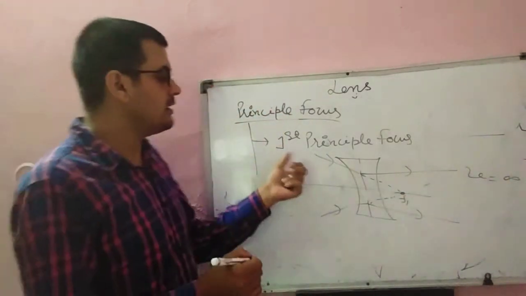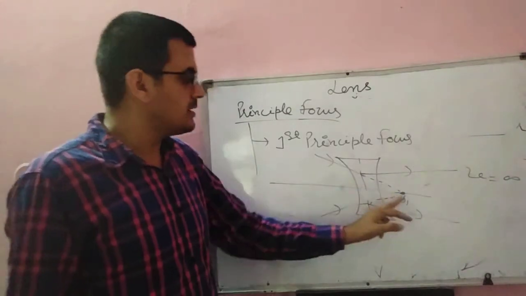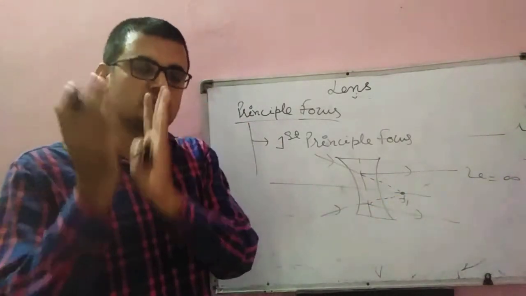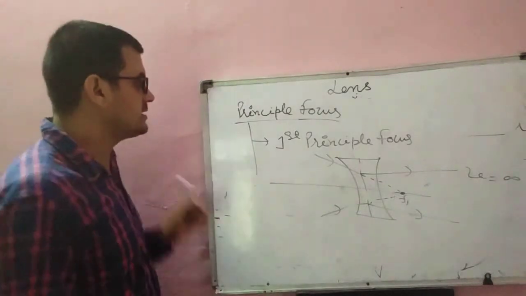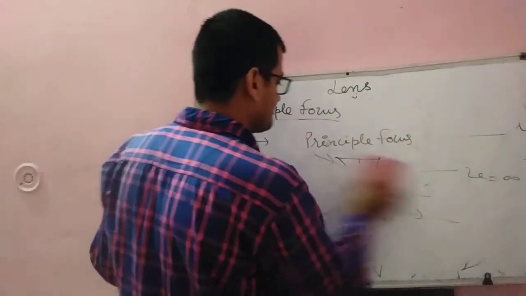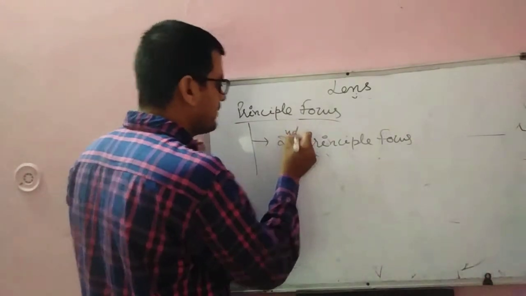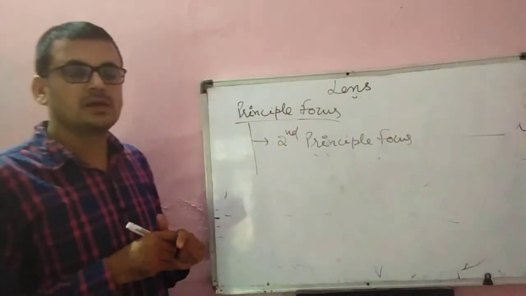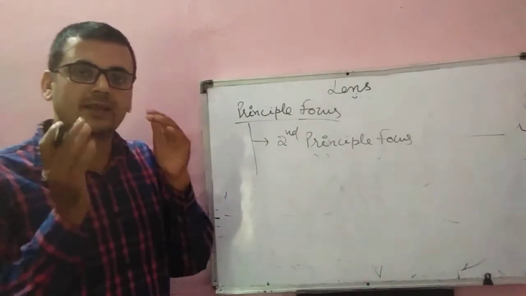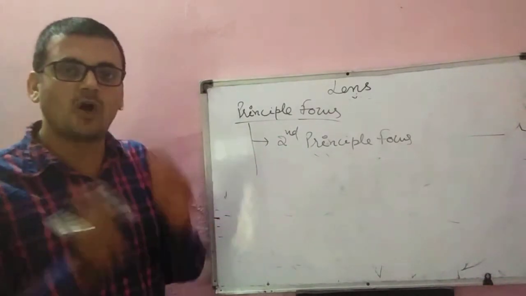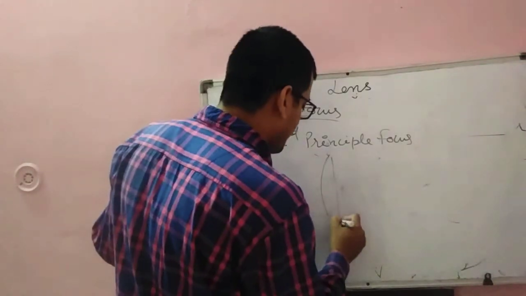So again, position of object for which image is formed at infinity, meaning we have to place the object at that position on the principal axis so that the image is formed at infinity. Next one is second principal focus. What is it? Position of image on the principal axis for which the object is placed at infinity, like this.